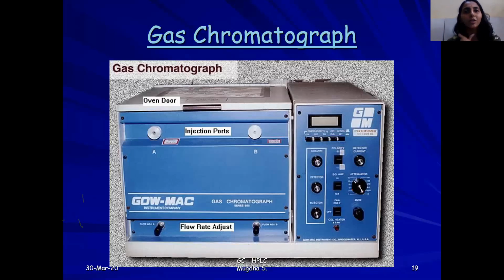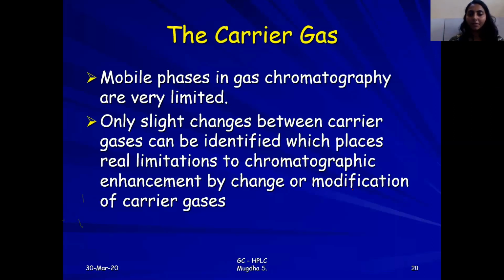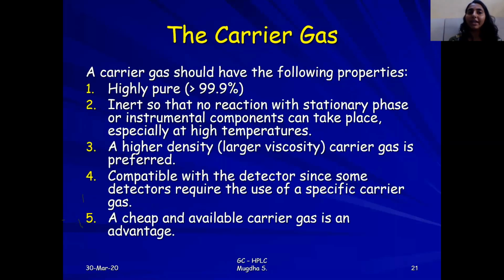This is how your gas chromatograph actually looks like. So the carrier gas, as I said, is the mobile phase, and only slight changes between carrier gases can be identified. Because of that only we require the carrier gas to be a noble gas, so that it does not interact with anyone.